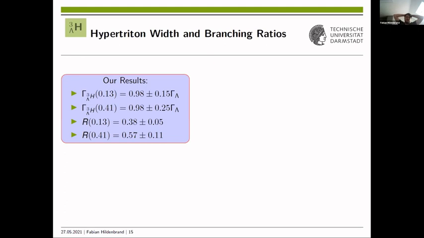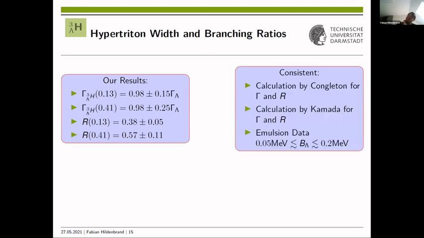However, if we apply the value from the STAR calculation for this branching ratio, we get some slight tension. Of course, if you have such a result, you typically compare it to other calculations. When we published this, this was a typical calculation you compared with: the calculation by Congleton, which was also in such a 2-body picture. Our calculation is pretty much consistent in gamma and r for this typical value, then calculated for 0.13.